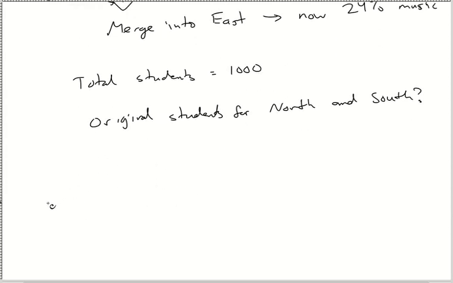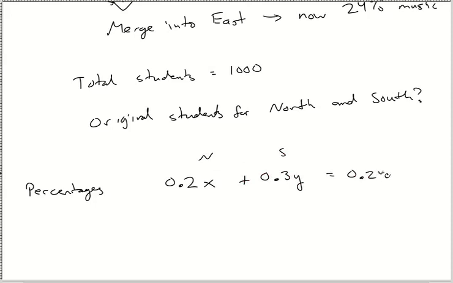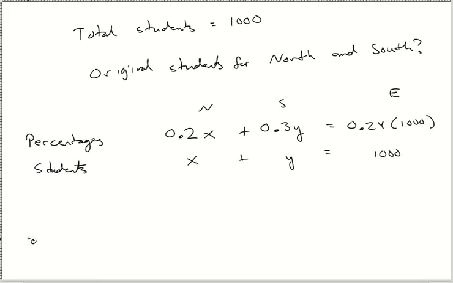Let's do some math. So first off, let's do percentages. And so far, what I've got is 20% of the North Campus, 30% of the South Campus, North, South, and then my East was 24% of the East Campus. Notice that I already know it's 1,000 total. And then finally, we want actual, just plain old students. And so I got X North, Y South is equal to 1,000. Solve for X and Y individually.